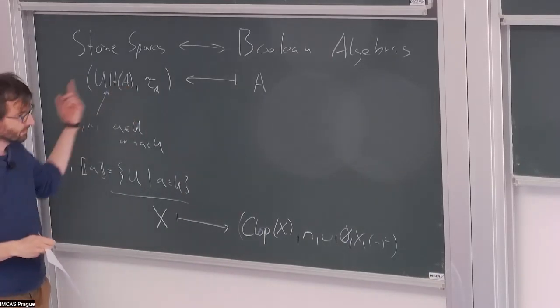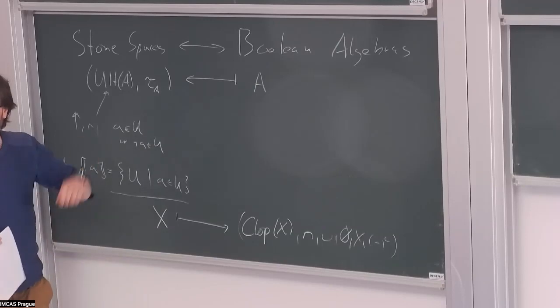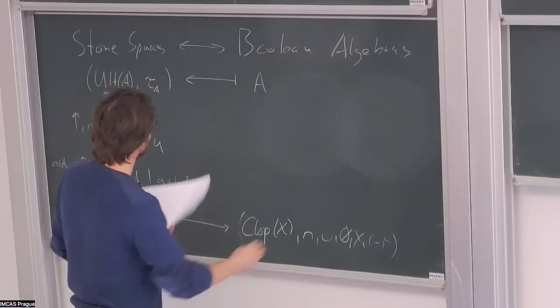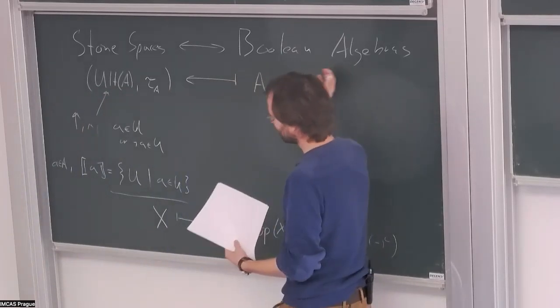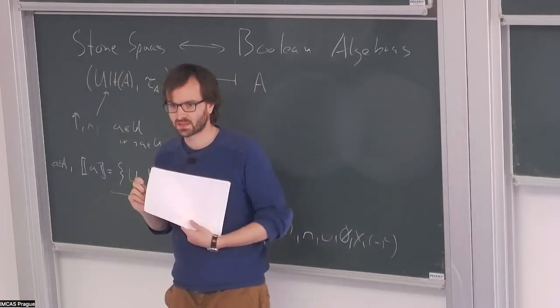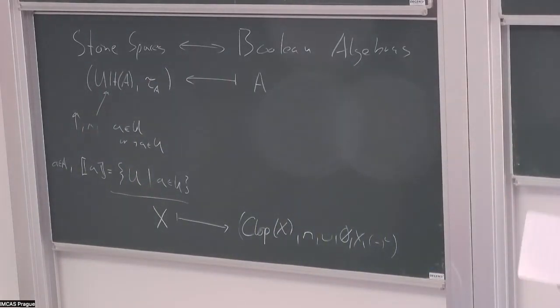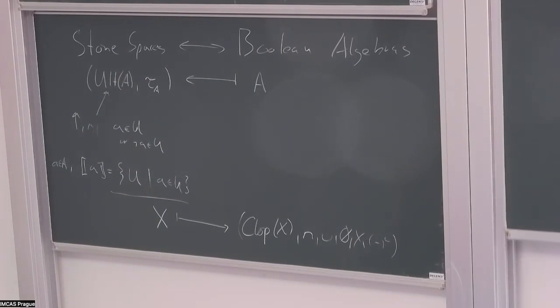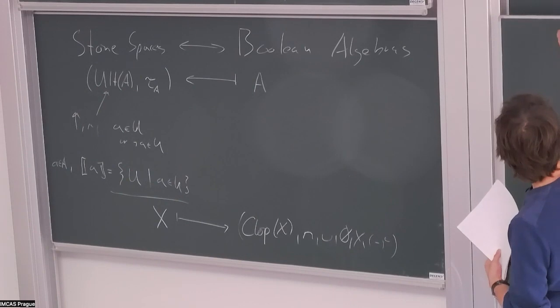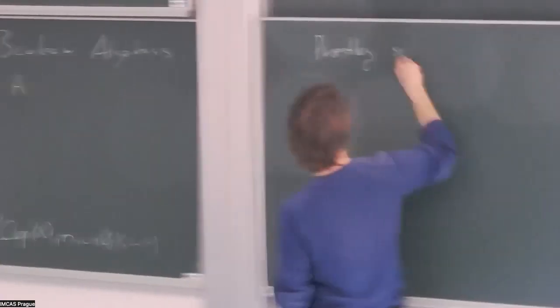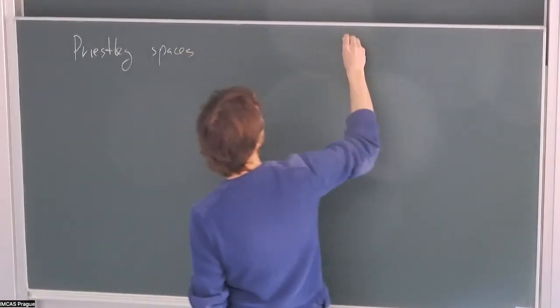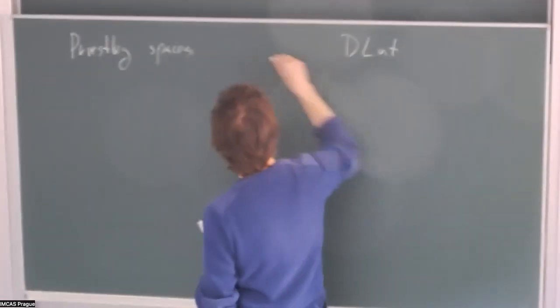The point is, if you go there and back, you get an isomorphic object, whichever way you go. This also extends to homomorphisms here and continuous maps on the other side. All right. So this was the basis that started so much research. Namely, this was later extended to distributive lattices. So you will have something that is called Priestley spaces, and distributive lattices.